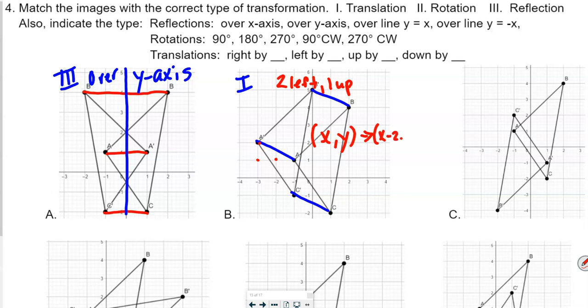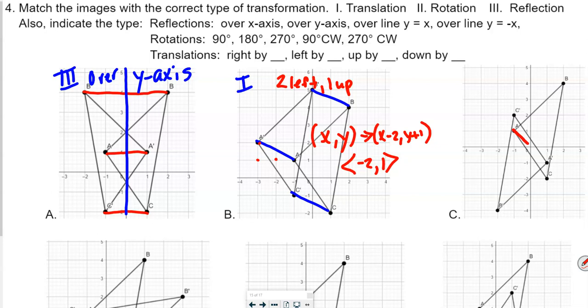X minus 2, y plus 1, and then our vector would be written negative 2, comma 1. Okay? All right, now let's look at our next one. So our next one, we're going to connect them again, the vertices. So we're going to connect A to A prime.